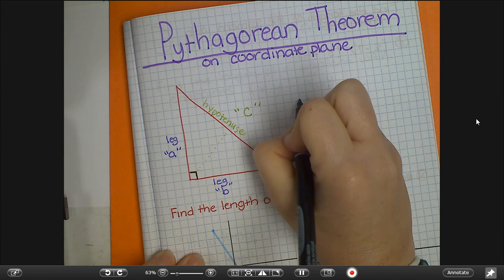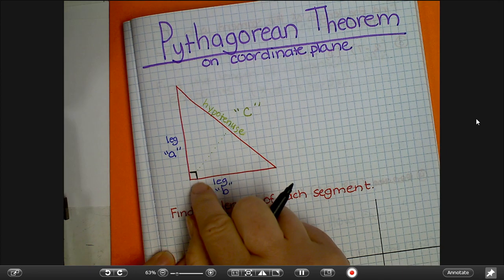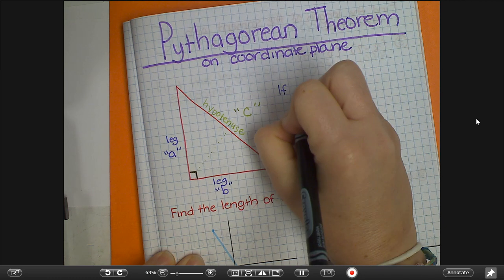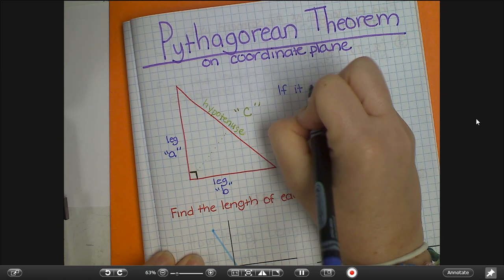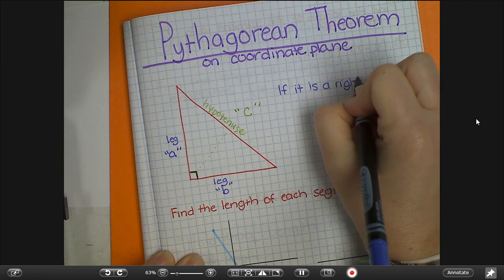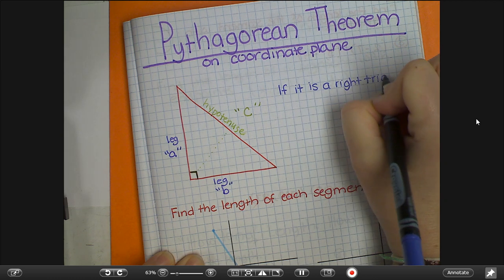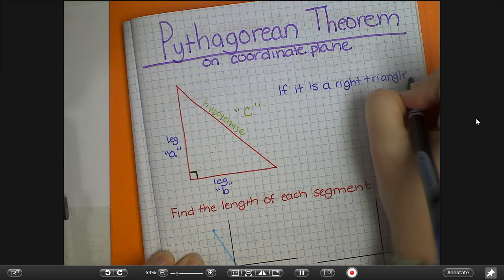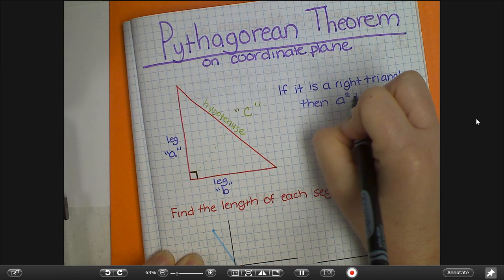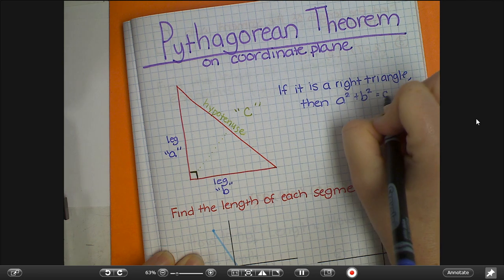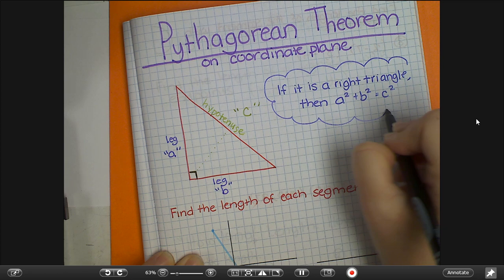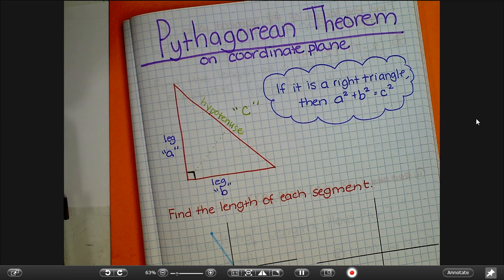And the Pythagorean theorem says that if you have a right triangle, if it is a right triangle, then a squared plus b squared equals c squared. This is the Pythagorean theorem.